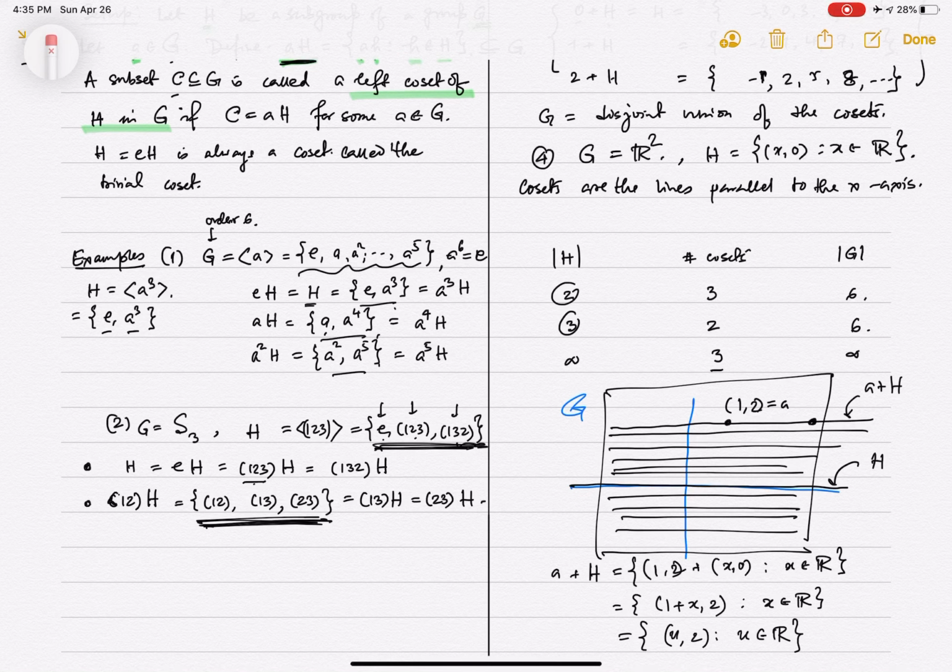Okay? So the next time we'll see why these cosets form a partition. We need to prove a little lemma which tells us when two elements of the group are in the same coset.